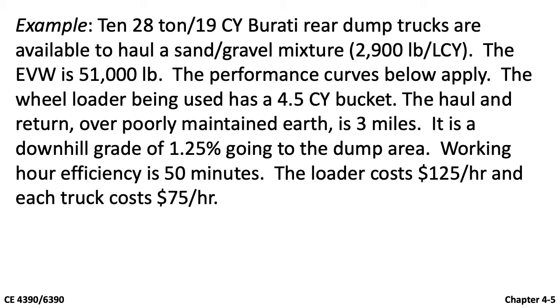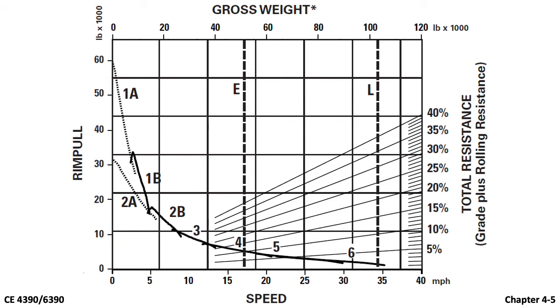It means when the machine is going back from the dumping area, it's going to be negative 1.25%. The working hour efficiency is 50 minutes per hour, the loader costs $125 per hour, and each truck costs you $75 per hour. And this is the performance chart of the truck in this example.